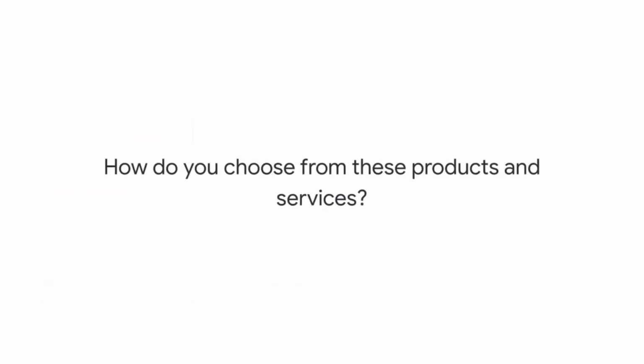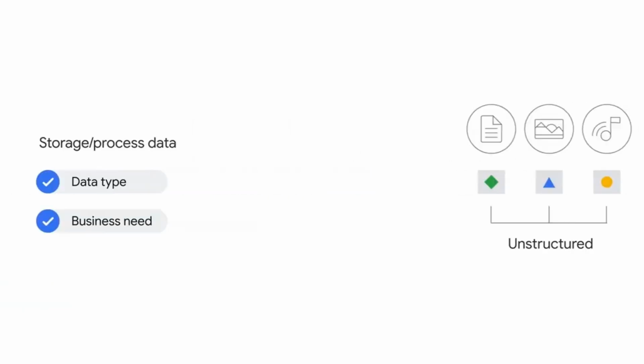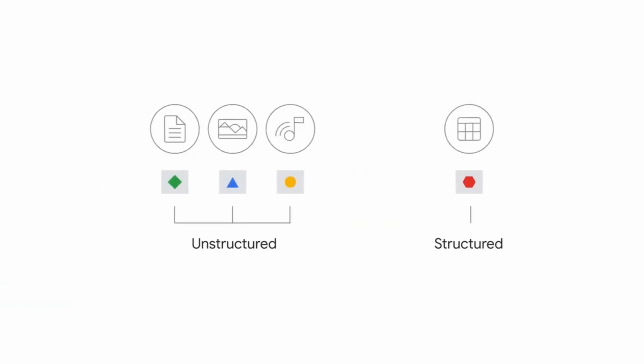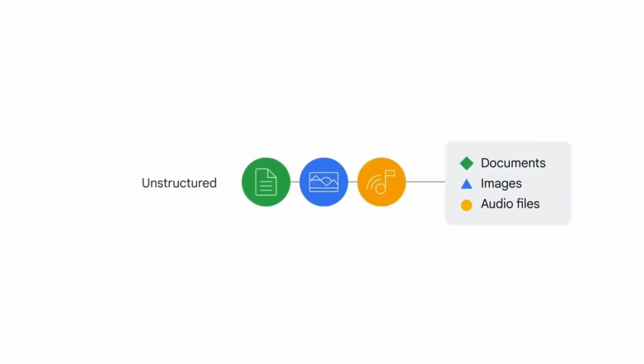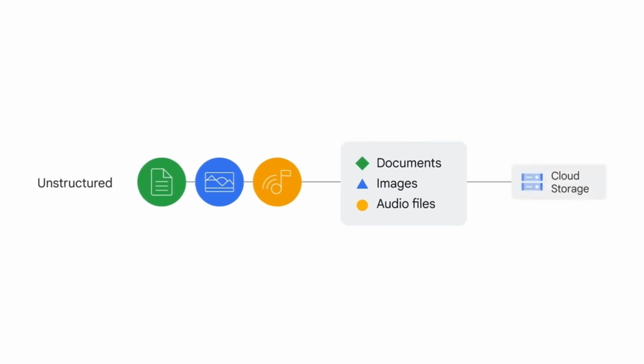How do you choose from these products and services? Well, it depends on the data type and business needs. Let's look at the data type, which includes unstructured versus structured data. Unstructured data is information stored in a non-tabular format such as documents, images, and audio files. Unstructured data is usually suited to cloud storage.